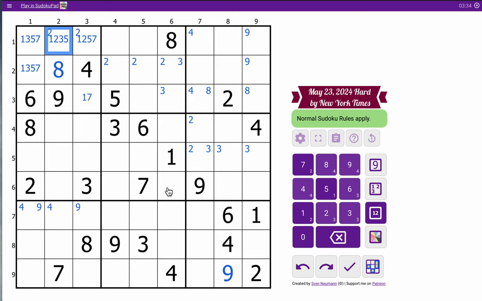One, two, four, six, nine, and box nine looks interesting. I need 3, 5, 7, and eight. Neither of those can be three or eight. So these are five and seven. These, therefore, must be three and eight. The three is thus used in column seven. Therefore, that cell cannot be three.